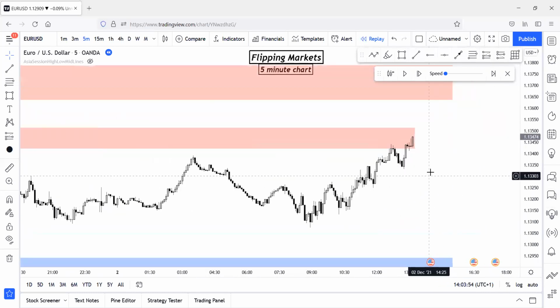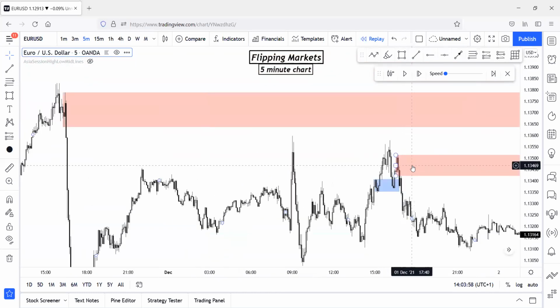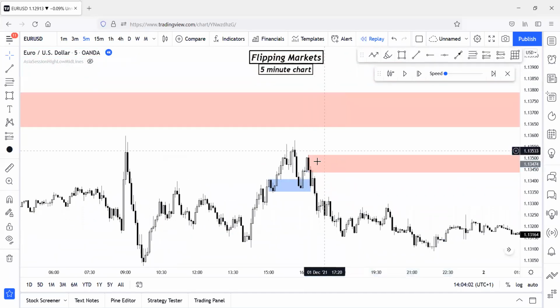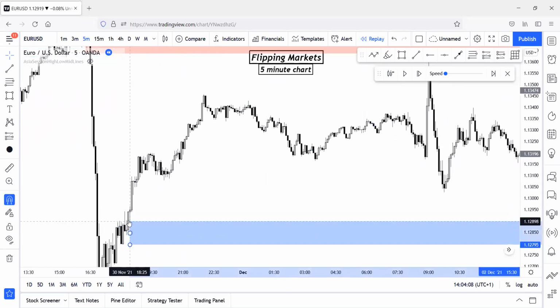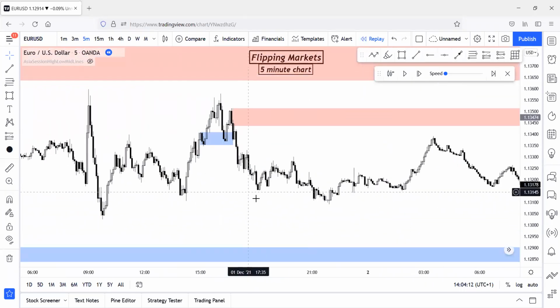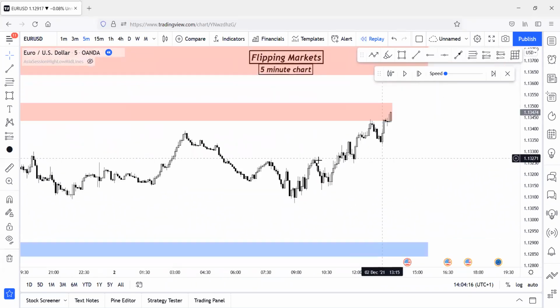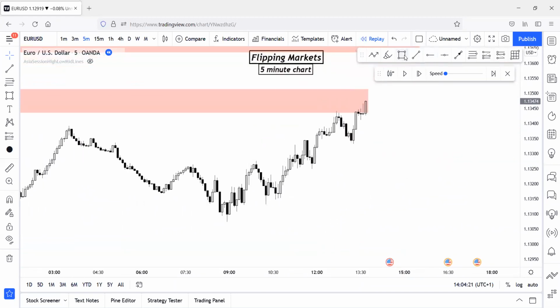So on the 5-minute, I will mark the zones again, or I can just refine the zones if I want to. As you can see, I can refine this 15-minute zone, not much, but it's a refinement. And I can refine this zone also for this doji candle. And yeah, basically that's all. So on the 5-minute, I will mark out the demand zones.